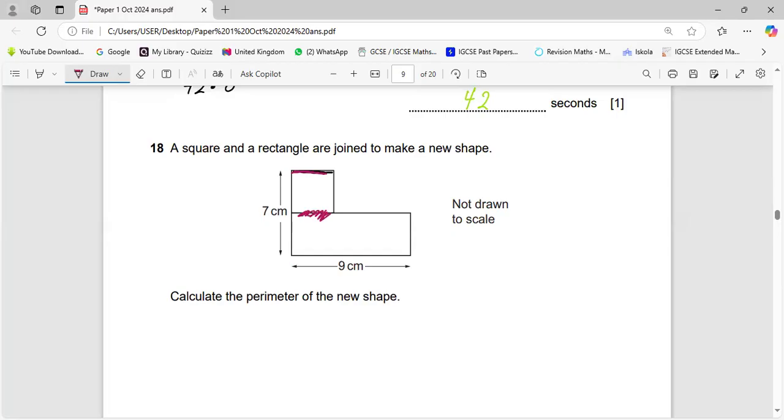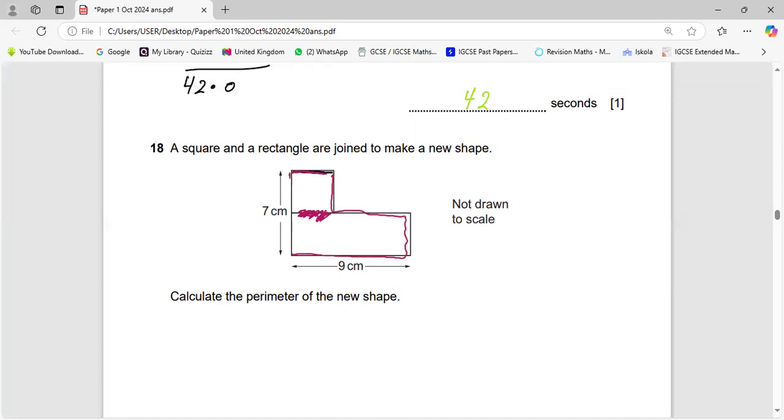We can't make a wall inside the building. Here is not the perimeter. It is not included in the perimeter. The perimeter is outside the shape. Here is the perimeter of the shape. Outside the shape is called the perimeter.